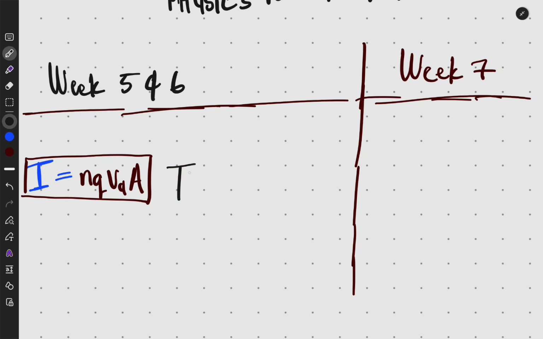Then if you know this one, you're going to know the second one, which says current is the rate of flow of charge, which is delta Q over delta t. This is going to be the second one you're going to use.